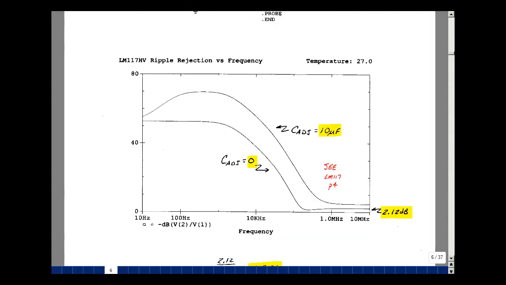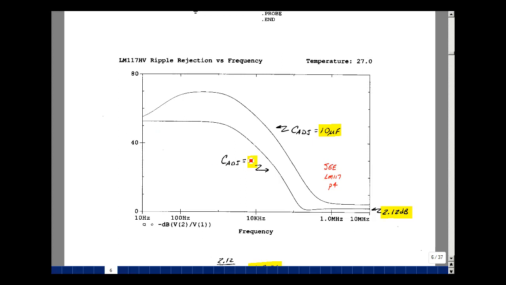So this is actually plotting the output divided by the input of the regulator. Now, the ripple rejection is actually the reciprocal of gain, so I'm going to take the negative of that in dB. And so I'll get a number here that's positive, but the amount of gain that I'm having is actually a negative number in dB, which means it's a gain less than 1, which is good for a regulator. You don't want the AC signal coming through.